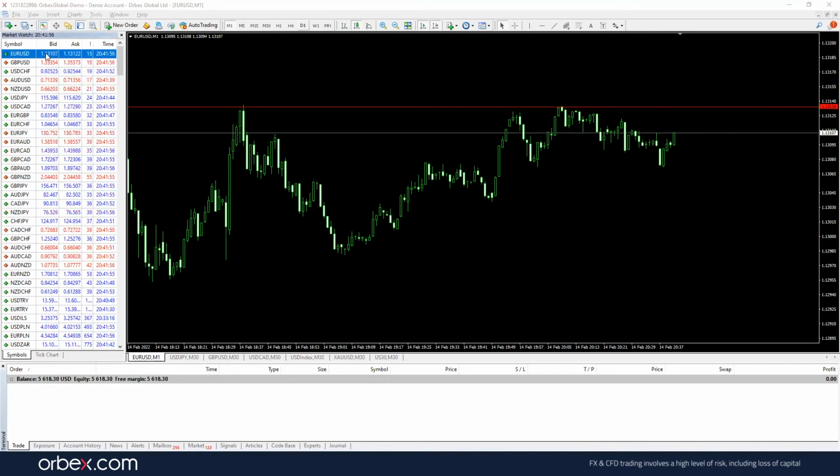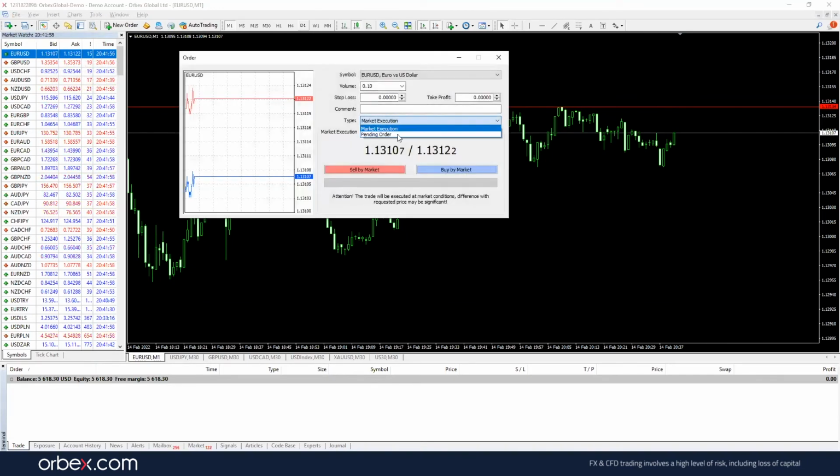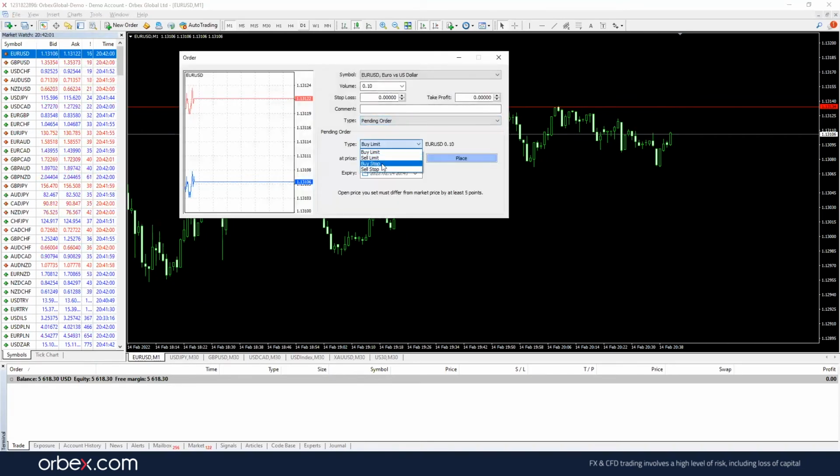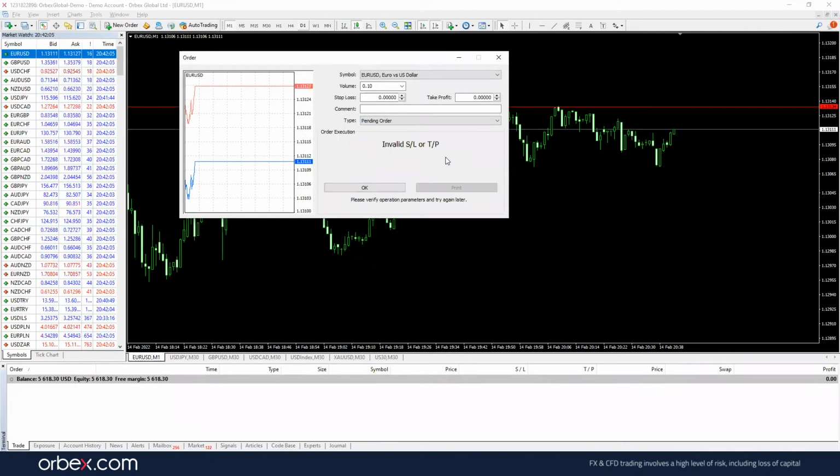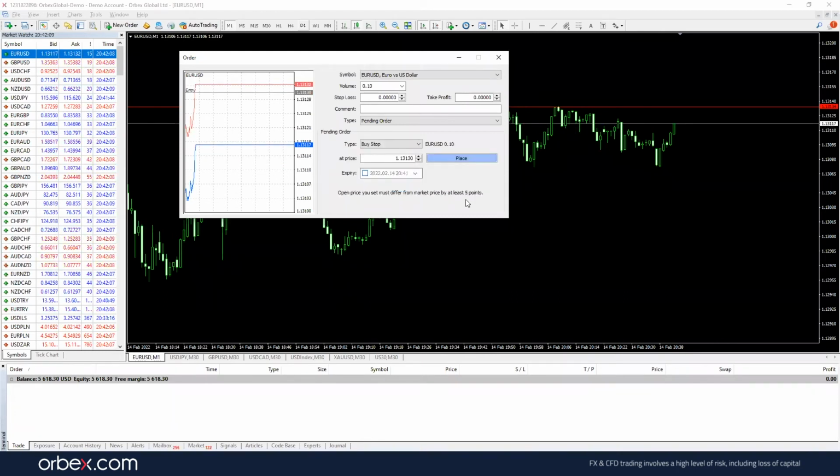How am I going to do that? I'm going to go to pending order, put in my buy stop, and go to 1.1313 and place it. Okay, it's telling me invalid stop loss and take profit. This is very important, because this message says the open price you set must differ from the market price by at least 5 points. What it's telling me is that, because I'm opening a buy, it's too close to the ask price. I'll put the ask price back on.